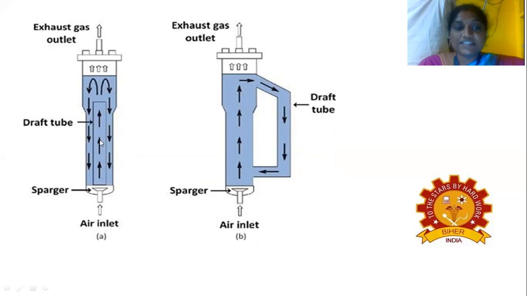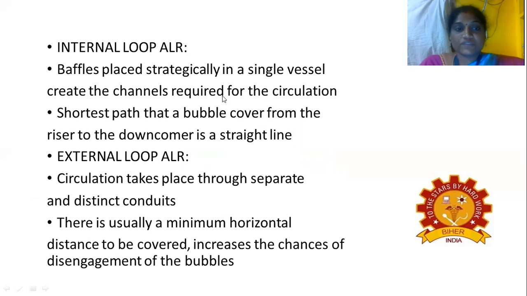So in this internal loop reactor, the draft tube would be present inside the reactor. Whereas in the external loop reactor, the draft tube would be present outside. It will be forming a loop from the reactor, and a draft tube would be present outside. So this is called the external air loop reactor.